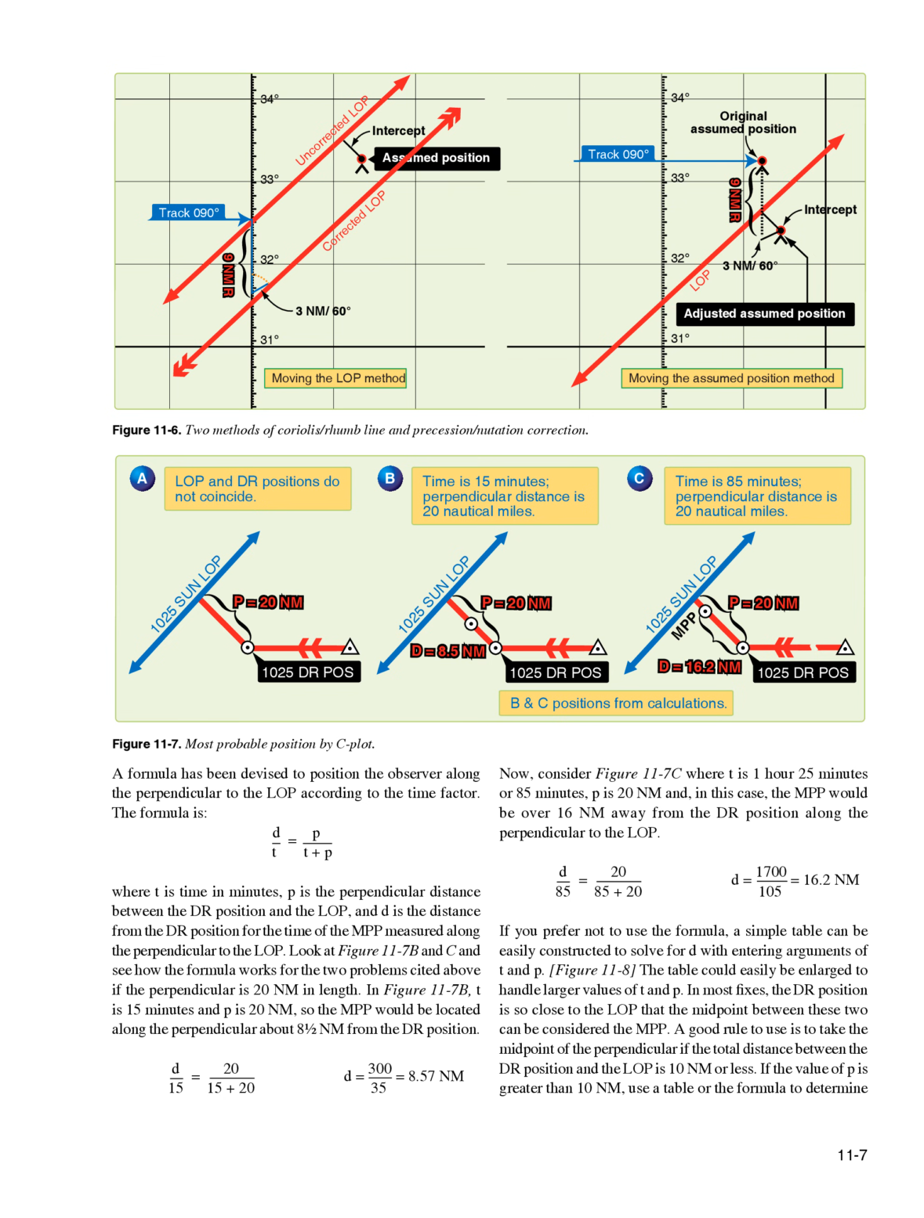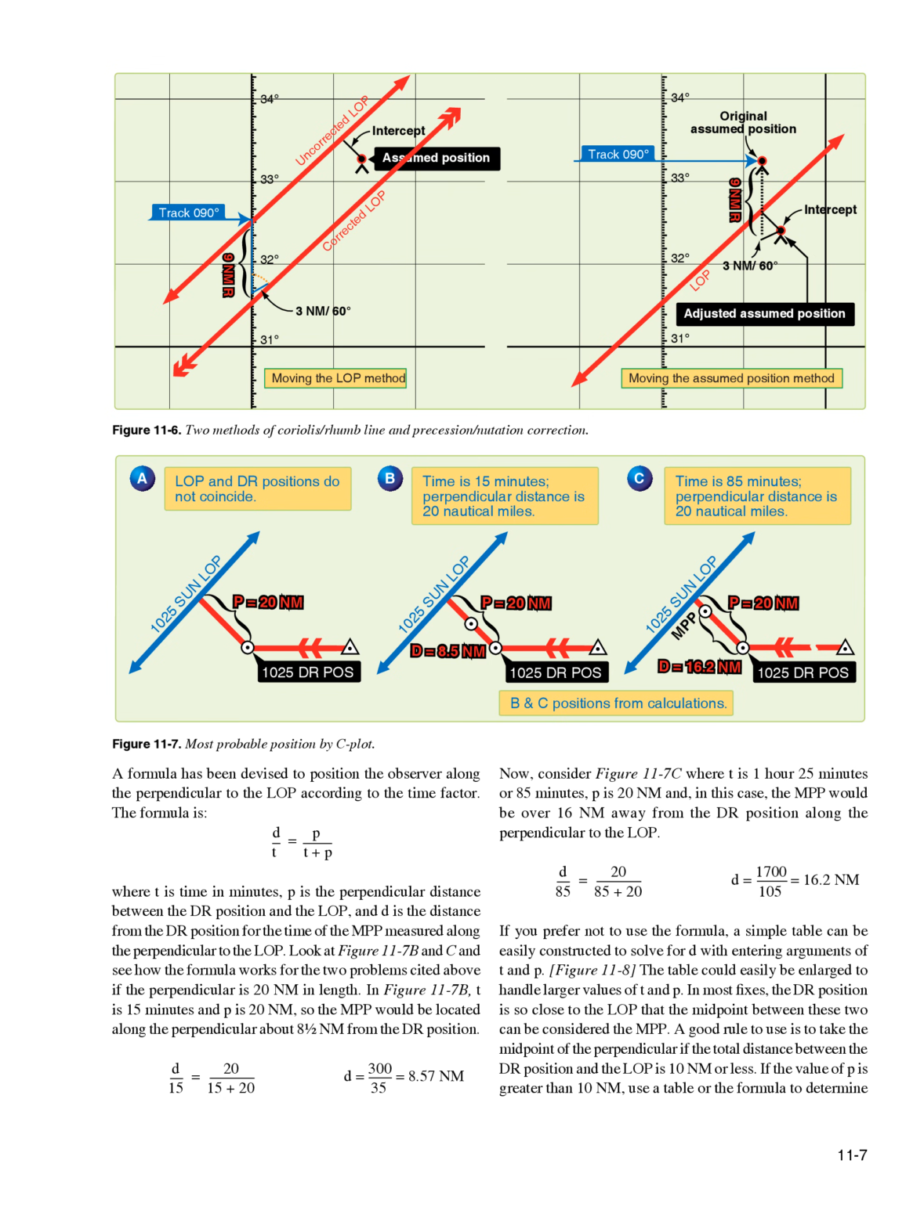So the MPP would be located along the perpendicular about 8.5 nautical miles from the DR position. D equals 8.57 nautical miles. Now, consider figure 11.7c, where t is 1 hour 25 minutes or 85 minutes, p is 20 nautical miles, and in this case, the MPP would be over 16 nautical miles away from the DR position along the perpendicular to the LOP. D equals 16.2 nautical miles.